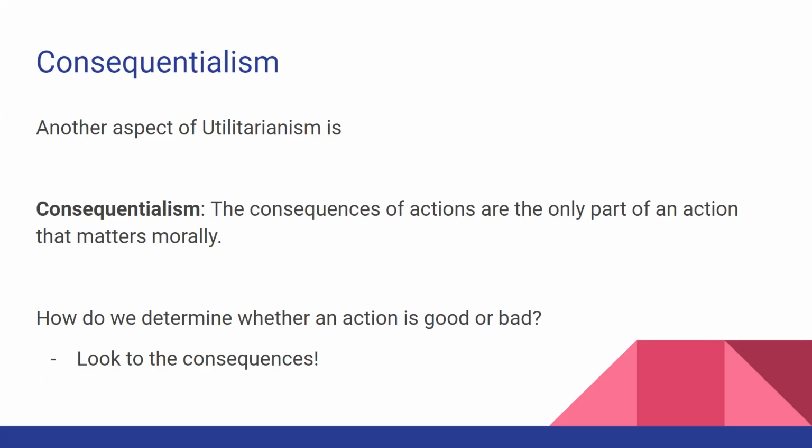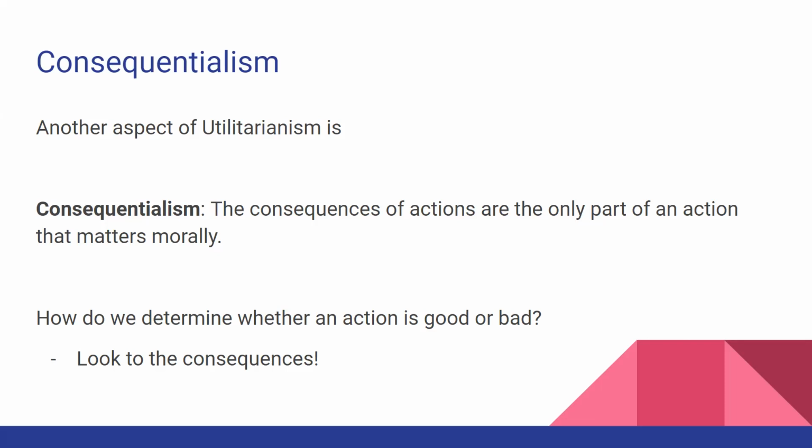Consequentialism is the second aspect of utilitarianism. Consequentialism is the idea that the only thing that matters when it comes to morality are the consequences of an action. You take an action and the action has a particular consequence. And then we determine whether an action is a good action or a bad action, a right action or a wrong action, depending on whether the consequences of that action are good or bad. So an action is right if the consequences are good, an action is wrong if the consequences are bad. And so you need to look to the consequences in order to determine that.